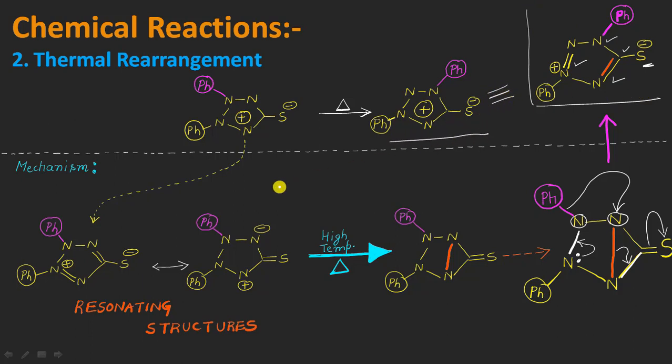Okay, so this is the second chemical reaction, that is the thermal type of rearrangement in case of 1,2,3,4-tetrazolium-5-thiolate molecules, right? So this is all about this lecture here.